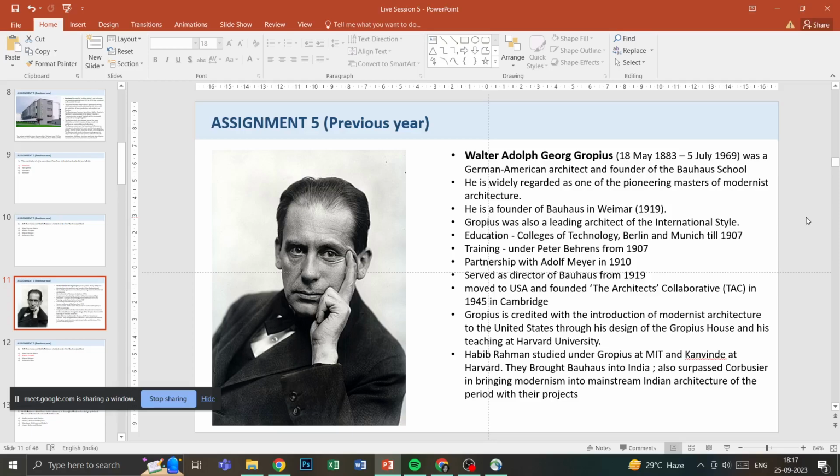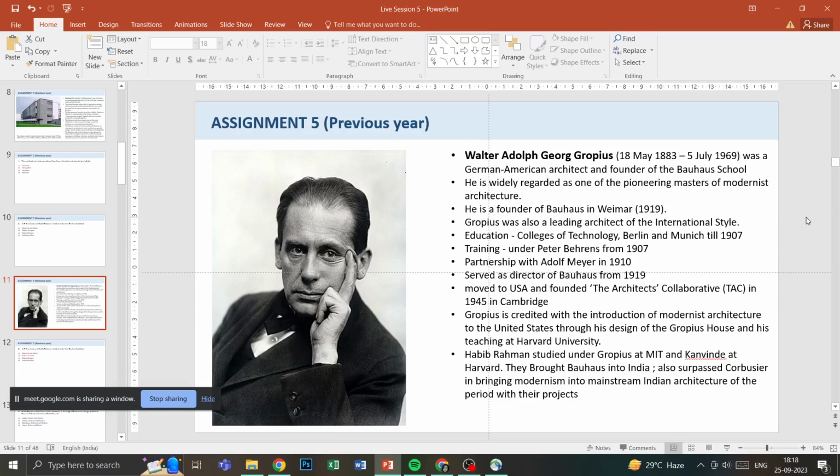And the style that they brought, the Bauhaus ideologies, surpassed even Le Corbusier in bringing modernism into mainstream Indian architecture of the period with their projects. So Le Corbusier had a great impact on Indian modern architecture. However, with the works that Habib Rahman and Kanvinde did and the teachings that they brought over here in India, they brought modernism into mainstream Indian architecture, and not just the important buildings or monumental buildings or other kinds of buildings.